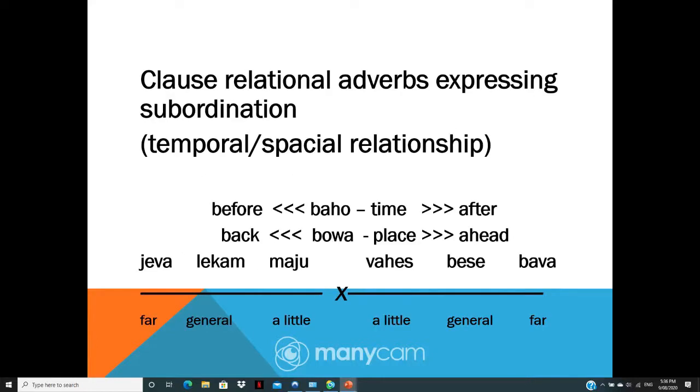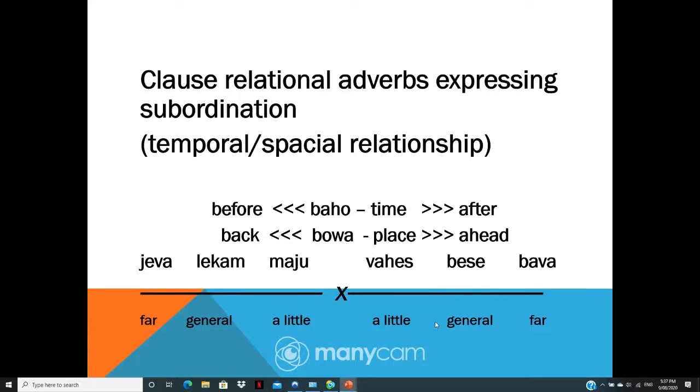To try and get at how we introduce the concept of subordination between clauses where the relationship is time or space, this is a little diagram that I hope will help, or a little schema. So we have the line here, X marks the spot, that's sort of now or here. You have baho time, boa place. If you move in this direction, it's after or ahead. If you move in this direction, it's before or back. And there's degrees in each direction, okay?